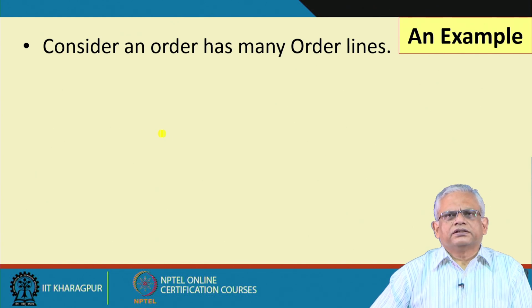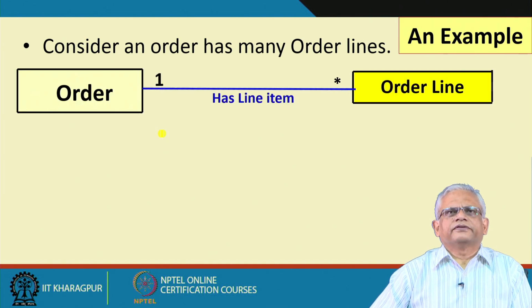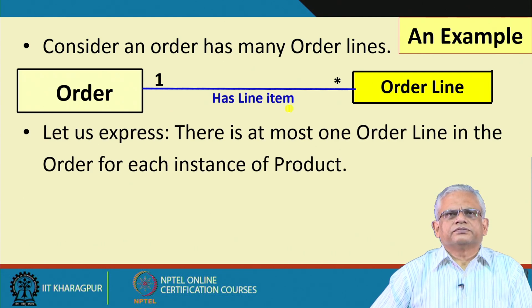Now, let us look at another example. Let us consider that an order for a company has many order lines. Each order line identifies the product that has been ordered for the company and the quantity and so on. This is the class diagram for this. An order has many order lines. You just draw here, order is the class, order line, and each order consists of many order lines. Each order has a line item and multiple line items.